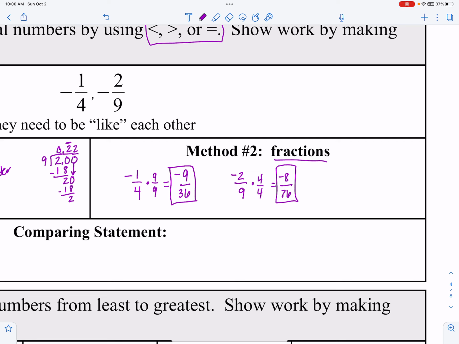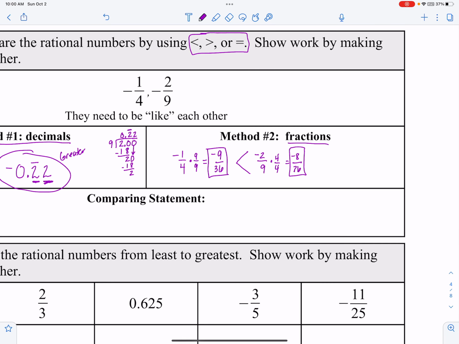And so again, because they're negative, think about it as temperature. Which is the warmer temperature? Well, -8 is definitely warmer. So I'm going to instantly draw my inequality symbol that shows that the -8 is greater.